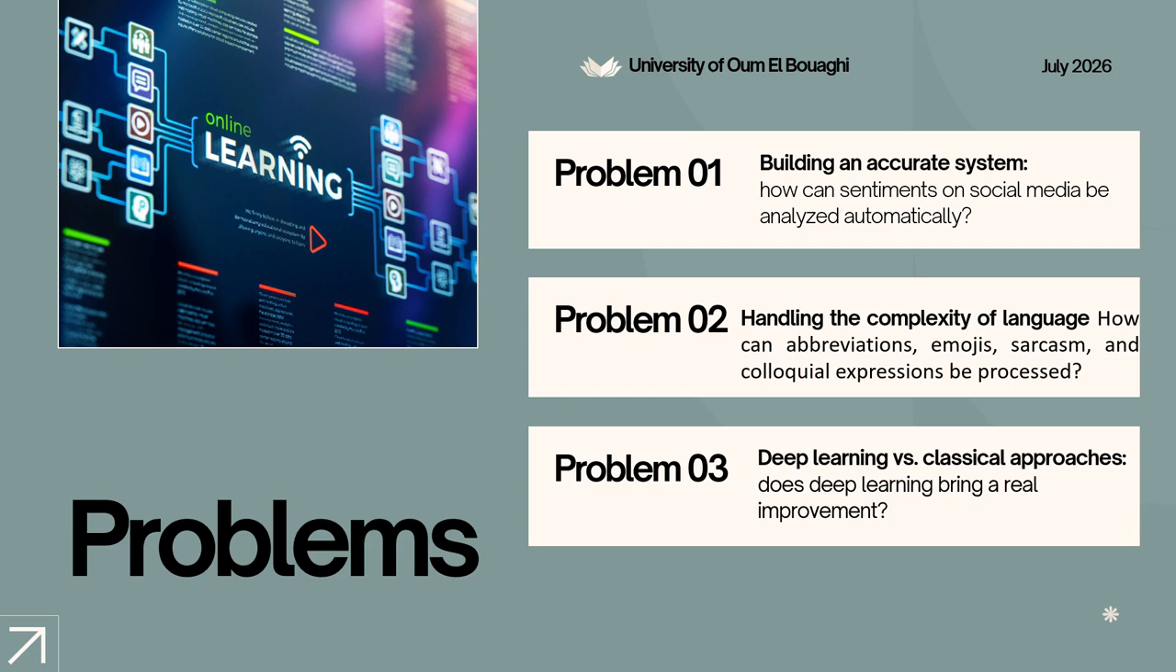Coming to the second one, handling the complexity of the language. How can abbreviations, emojis, sarcasm, and all other informal expressions be processed and used? Thirdly, deep learning against traditional approaches or models. So this is so important, a comparison between classical or traditional models and supposedly the most modern and sophisticated models like neural networks and deep learning approaches.